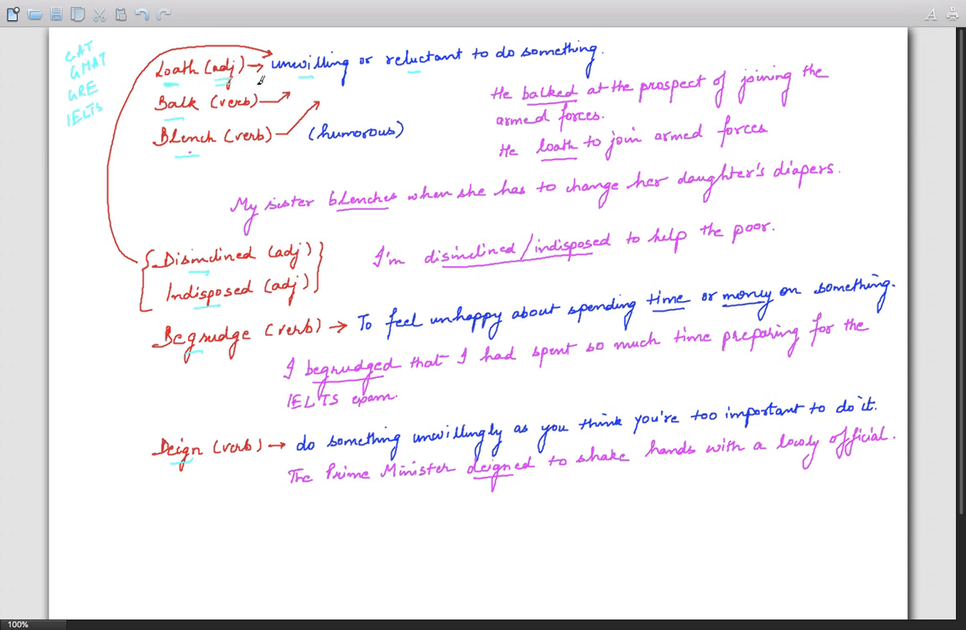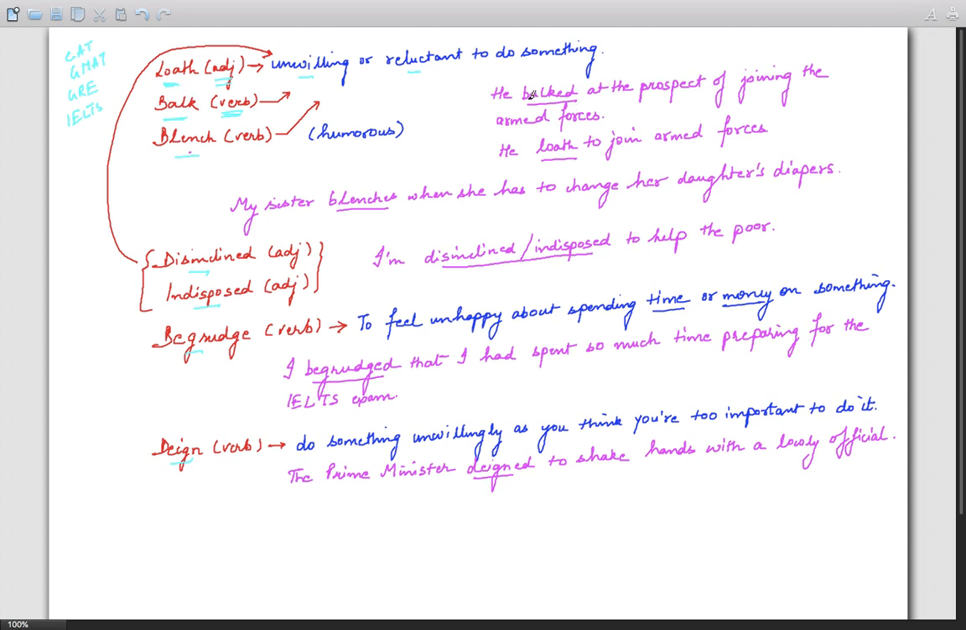Loath is an adjective. It is a quality of something when you are unwilling or reluctant to do something. Balk is also when you are unwilling or reluctant to do something, but it takes the form of a verb. Now, what's the difference? A verb is basically an action. When you are doing something, that is called balk. The quality of the noun, that's called loath. But when you take an action, that's called balk.